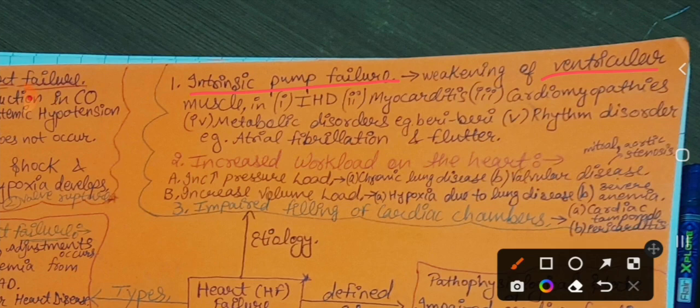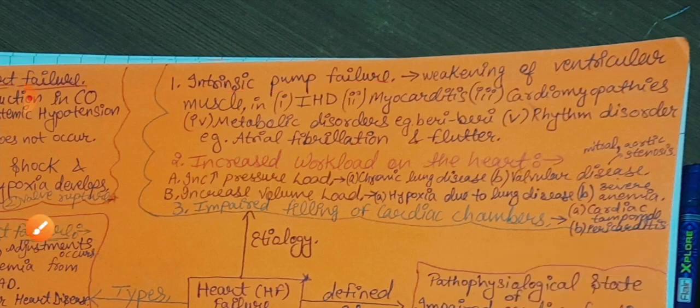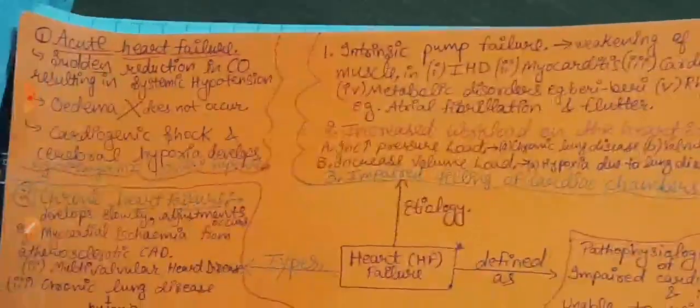The third etiology is impaired filling of the cardiac chambers, when the filling of the cardiac chambers occurs improperly, like in cardiac tamponade and pericarditis, when the pericardium becomes inflamed. So this was all about etiology. This includes three main causes: intrinsic pump failure, increased workload on the heart, and impaired filling of the cardiac chambers.